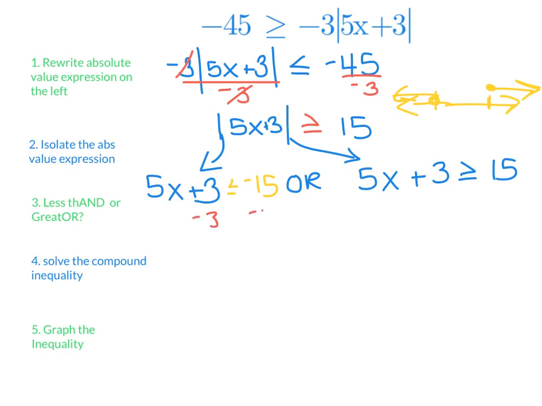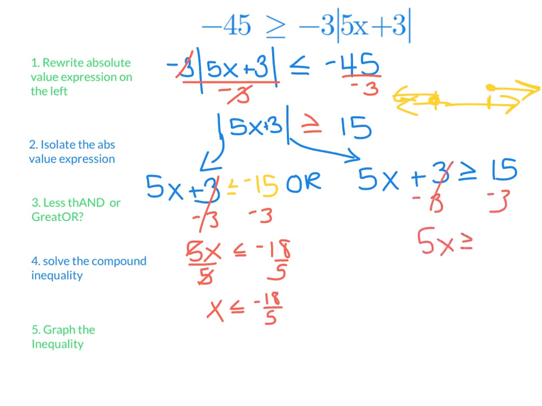So I'm going to subtract 3. I get 5x is less than or equal to negative 18, and then divide by 5, and this is where some kids will type that in the calculator, but hopefully you recognize by now that that's just a fraction. Over here, subtract 3, get 5x is greater than or equal to 12, divide by 5, and I get x is greater than or equal to 12/5.